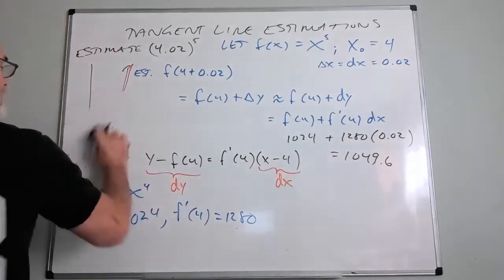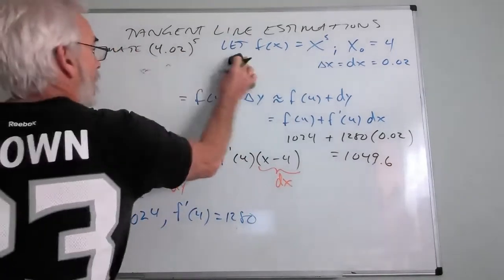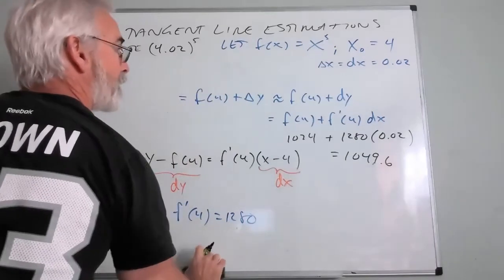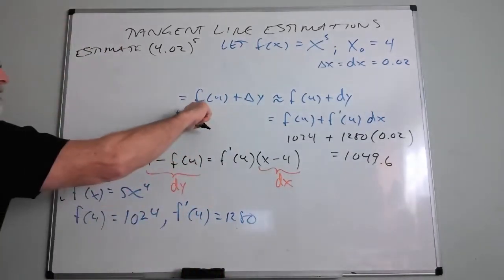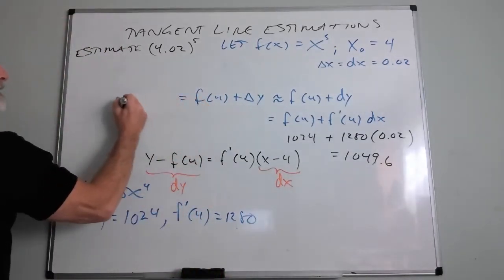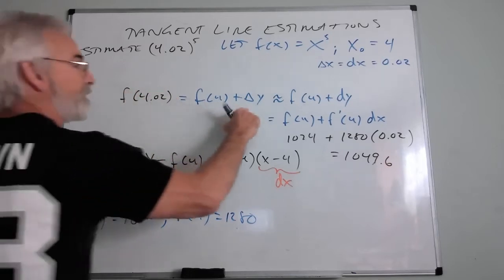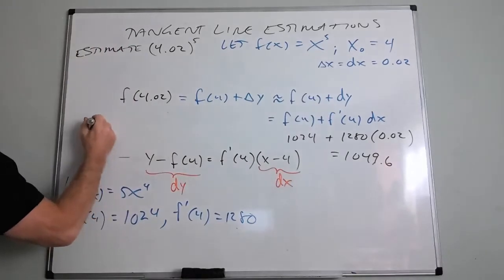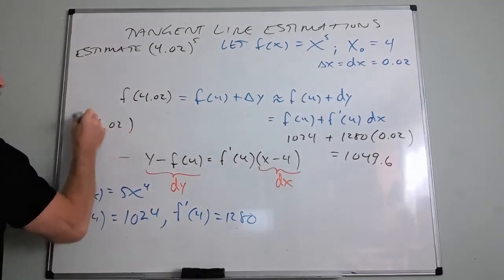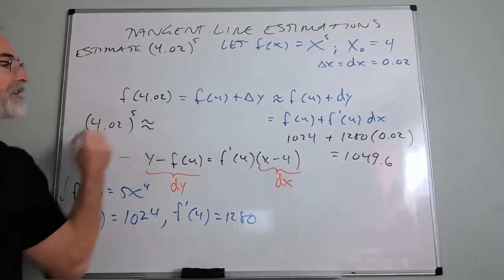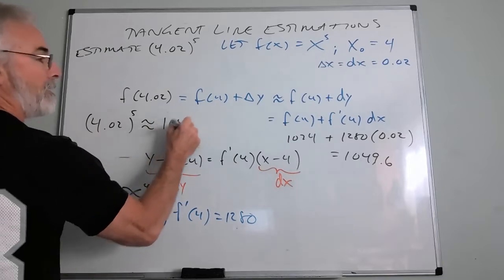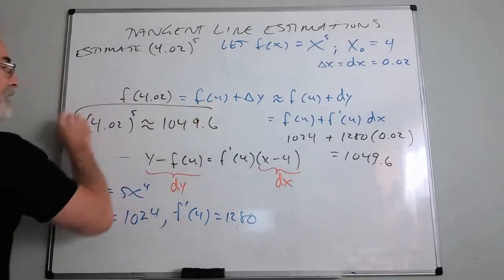Let me erase this part. So when all is said and done, this was f of 4.02, which is estimated by this. So in the end, I can say 4.02 to the 5th power can be estimated by this quantity right here. So there's my final answer.